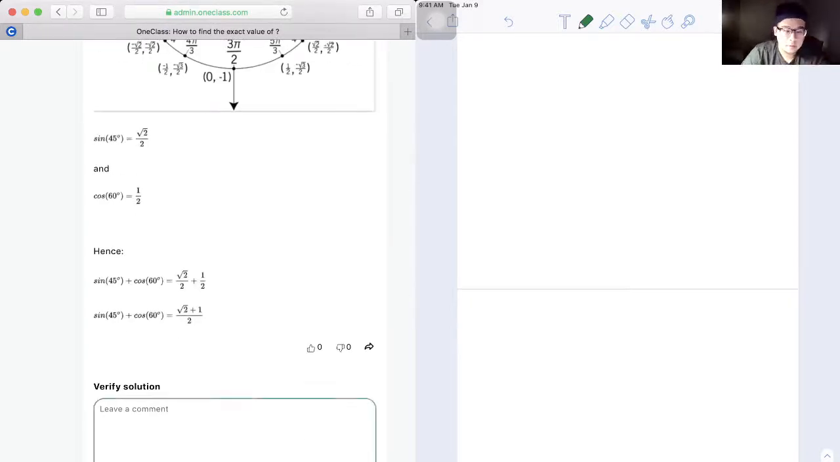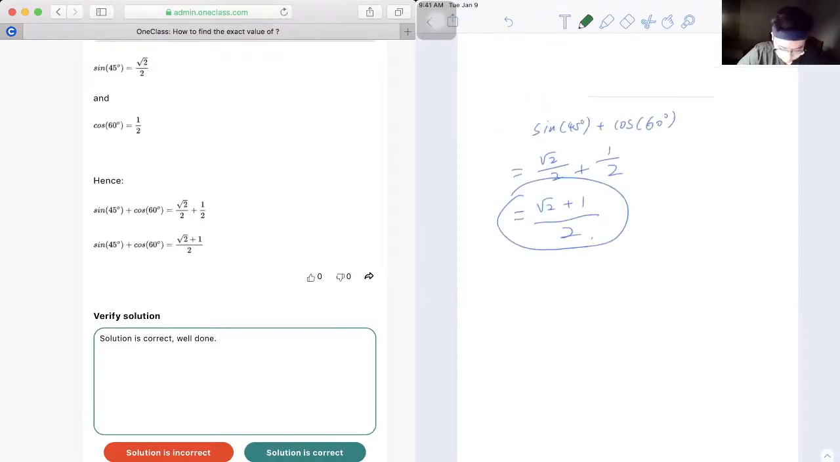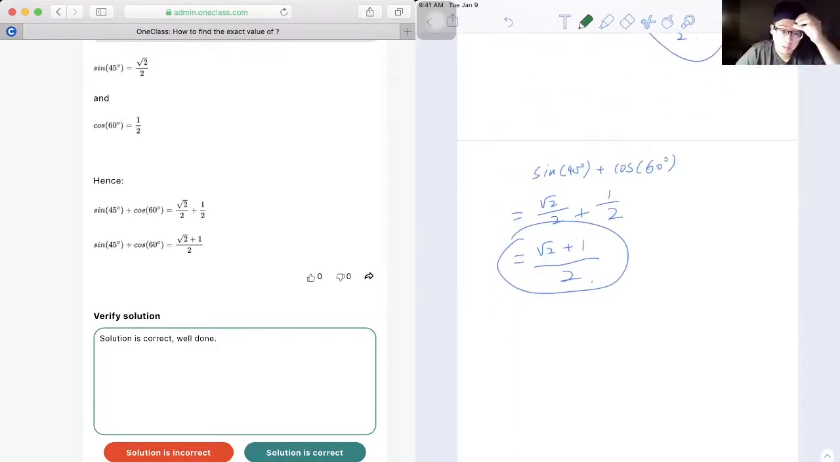Let's leave a comment. Solution is correct. I mean, either way works. As you can see here, we approached this question in two different ways, but we are getting exactly the same answer.